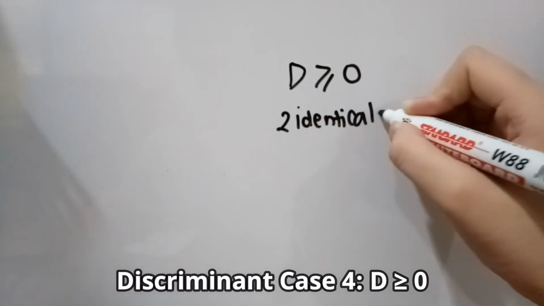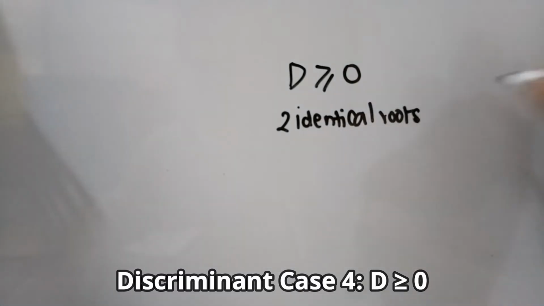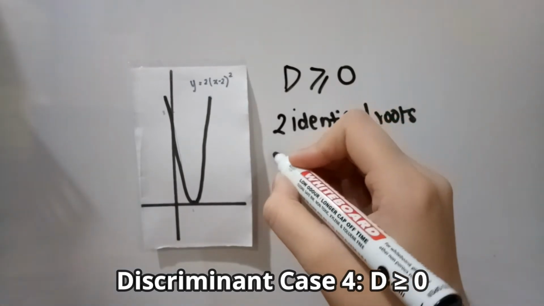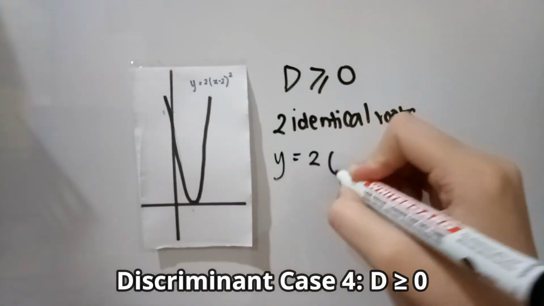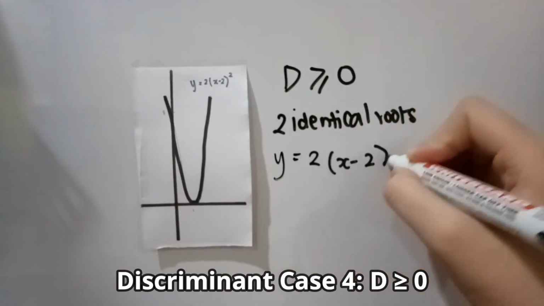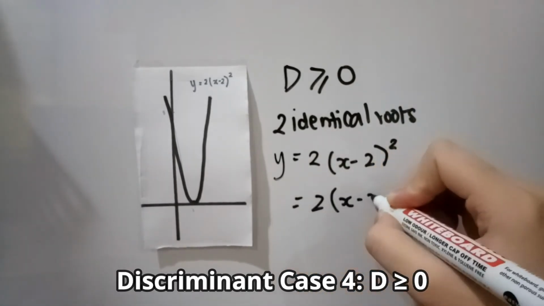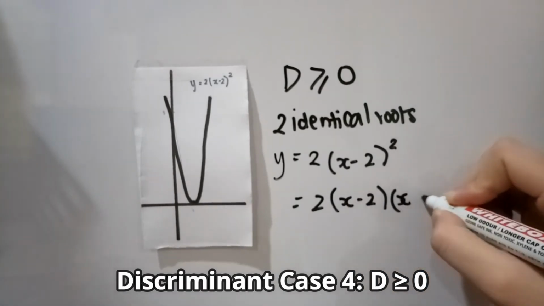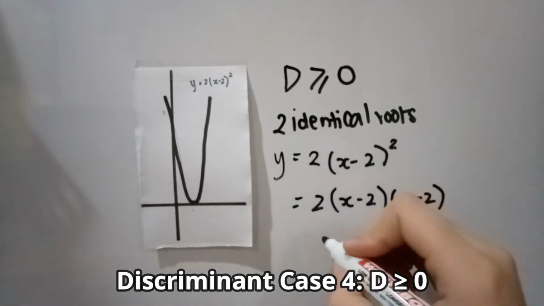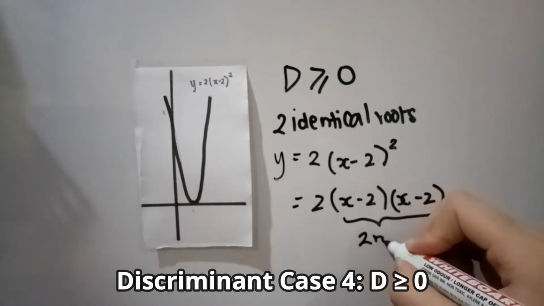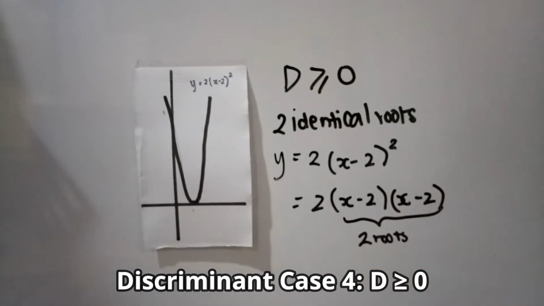Discriminant case 4, d is bigger than or equal to 0. The last case is when your discriminant's value is bigger than or equal to 0. This means that the function has two identical roots, and similar to when the discriminant is equal to 0, it only has one of its points touching the x-axis. An example is when you have y equals 2 times (x minus 2) squared. The function is said to have two real roots because you can expand the example to 2 times (x minus 2) times (x minus 2). But still, only one point of the graph lies on the x-axis.